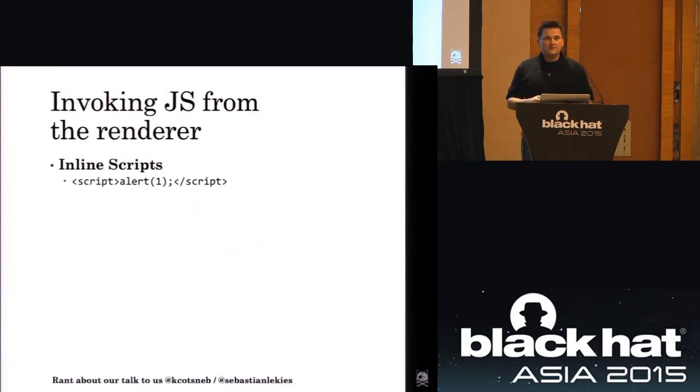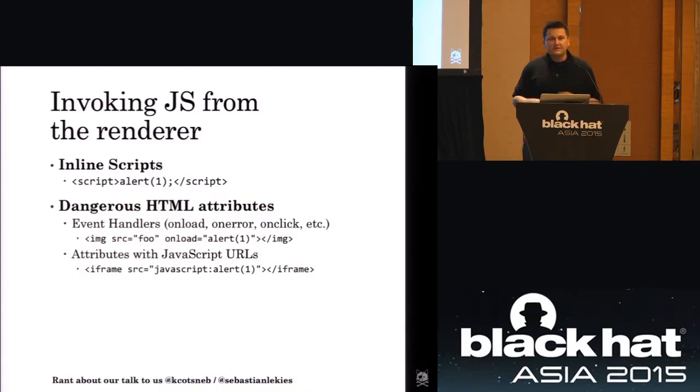The first construct is very obvious, it's just inline scripts. Whenever the attacker inserts a script tag, the browser will invoke the JavaScript engine. The next construct is dangerous HTML attributes. For example, the attacker could inject an event handler. We can see it here: we have an image and we have an onload event, and when the image is loaded, this malicious JavaScript, which is just an alert box in this case, will be triggered by the browser. There's also another way to trigger JavaScript with HTML attributes, and this is JavaScript URLs. If we have attributes that accept JavaScript URLs, such as iframe source, we can use that to, again, trigger the JavaScript engine.